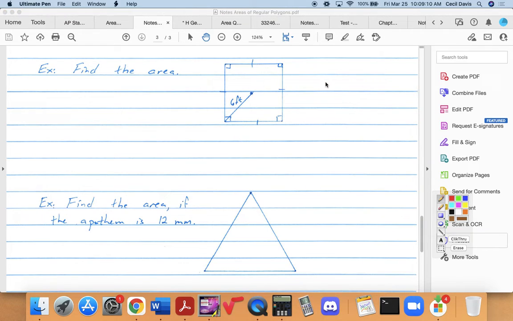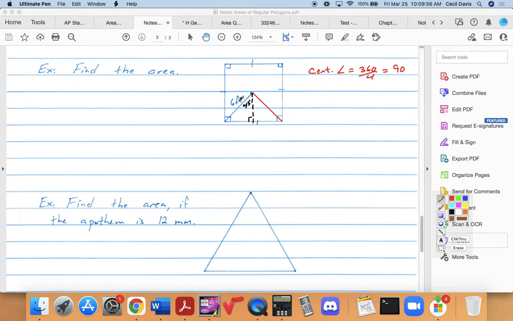So I'm going to draw in the rest of the central angle and figure out its measure. Central angle is 360 divided by 4, is 90. The apothem splits that in half. In fact, it splits this triangle in half. So this is 45. So we've got a 45, 45, 90 triangle.